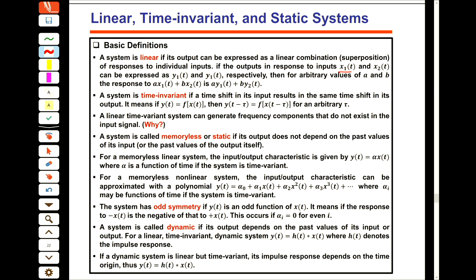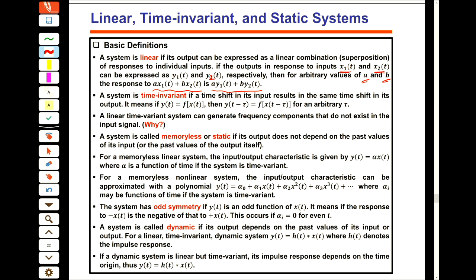I mean that if we have two inputs, x1 and x2, at the input of one linear system, then the outputs are y1 and y2. Then if we multiply the inputs by two arbitrary values a and b, and we have a x1 plus b x2, then the output is a y1 plus b y2. Okay, this is the definition of a linear system.